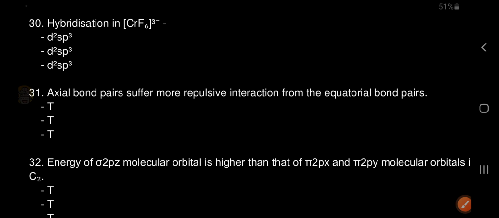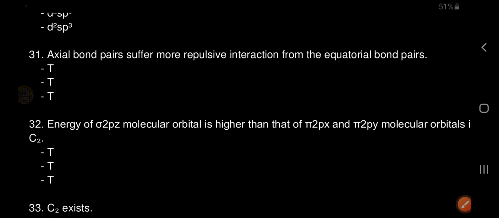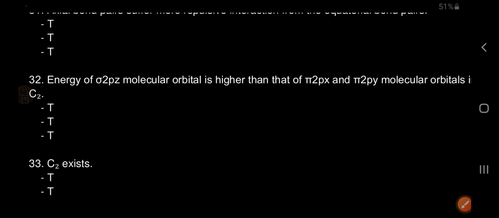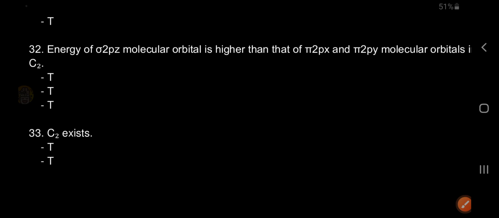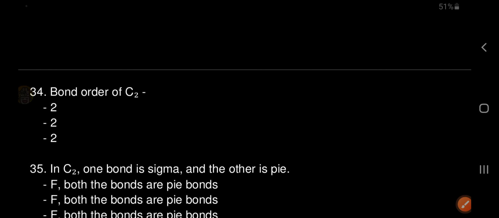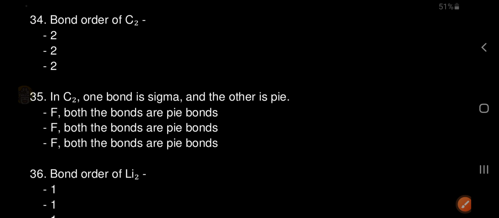Energy of sigma 2pz molecular orbital is higher than that of pi 2px and pi 2py molecular orbitals in C2. True. C2 exists. True. Bond order of C2 is 2. In C2, one bond is sigma and the other is pi. False. Both the bonds are pi bonds.